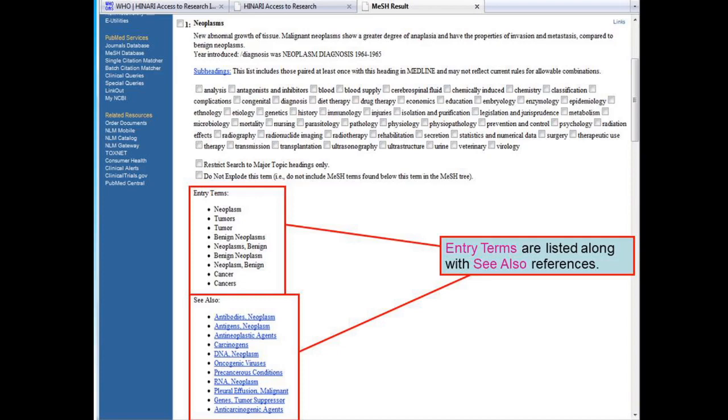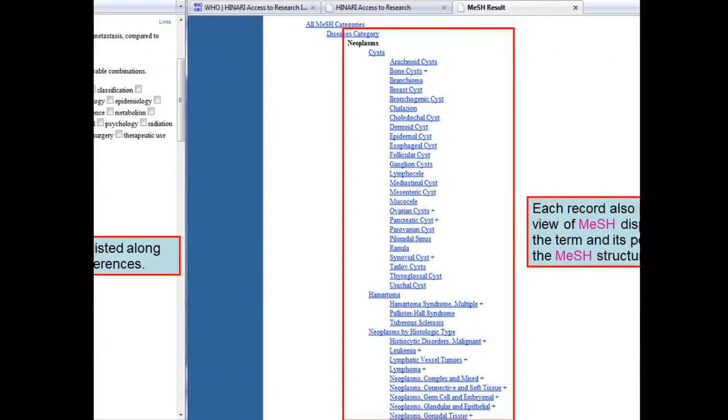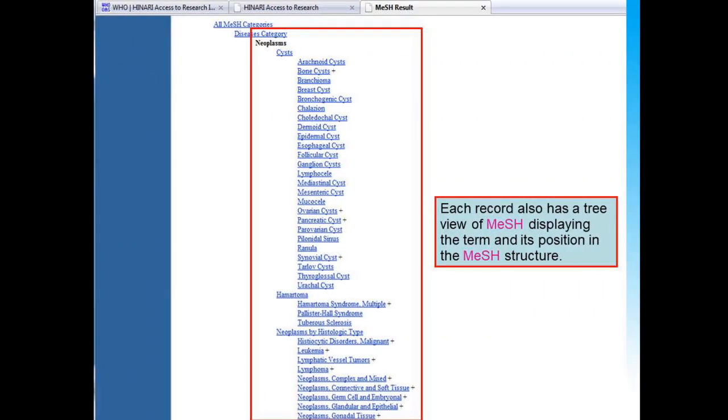That is the function of that. Entry terms are listed along with See Also references. Entry terms consist of See references, See Related and Consider Also. Okay, fine. And this is the tree structure. So when you click this, it will include this term only, not the explode box.